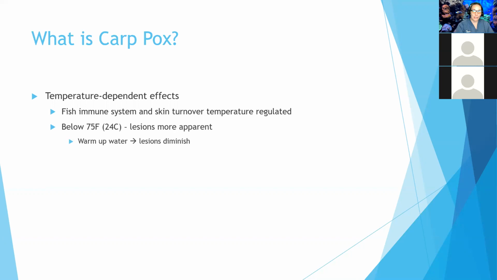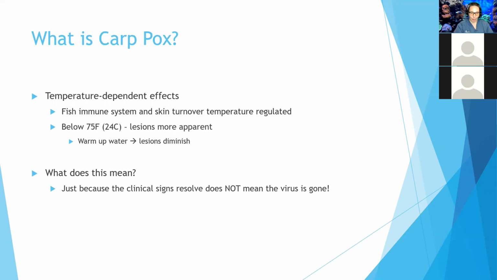So what does this mean for fish that have the virus? Unfortunately, just because the clinical signs resolve does not mean the virus is gone. Again, remember, there is latency in neural tissue. You can't go remove all the nerves from your fish. It's going to be stored in there for life. This is one of the biggest myths around carp pox: just because the lesions go away, because the fish's immune system is able to turn over its skin a lot faster, that doesn't mean that carp pox isn't still in that fish. It's still in that fish for life.